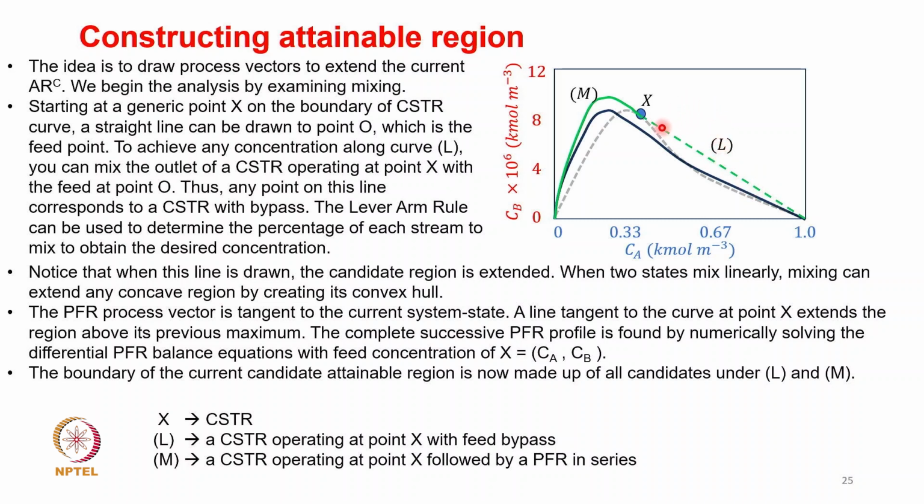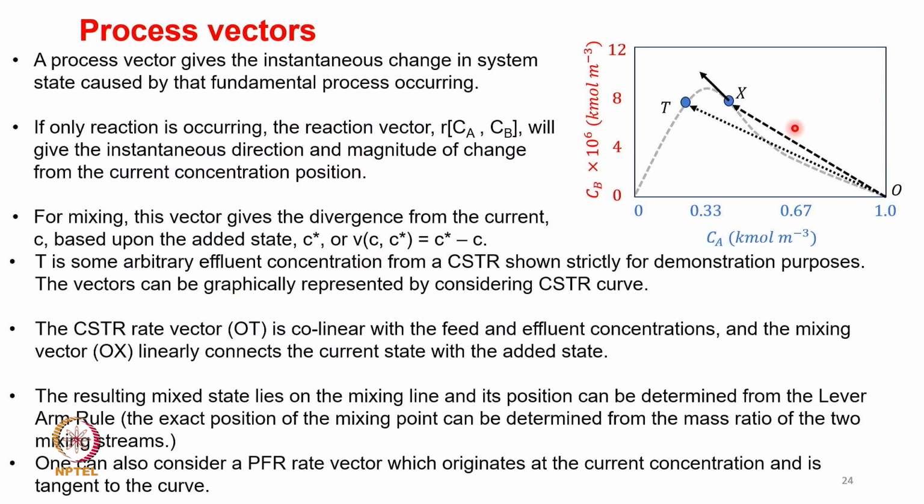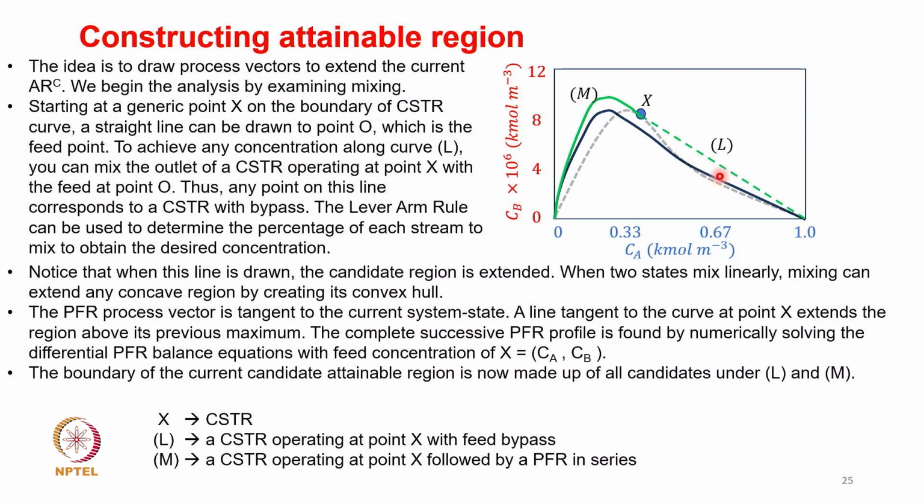So notice that when this line is drawn, the candidate region is now extended. It is not just a union now. Previously, if you just see, it is just a union, it is only this. So now what we are trying to say is, you draw a line between these two. As a result, you are getting some additional operational space here, which we recorded as this. Note that when we draw this line, the candidate region is extended.